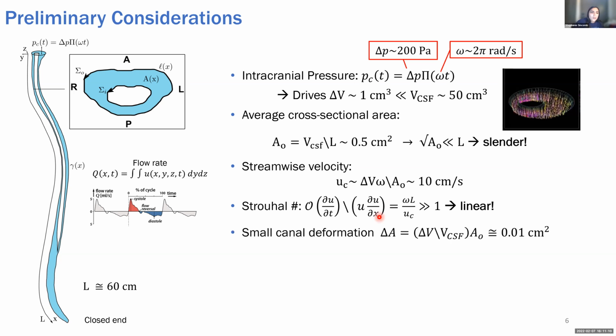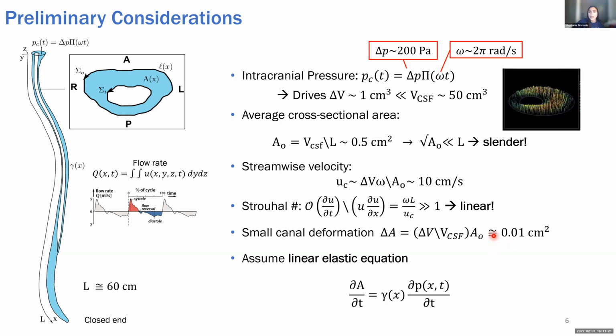We also know that along the canal, it deforms very little. So the change in cross-sectional area is very small, as a result of that small stroke volume in comparison to the total volume. And just to be as simple as possible, we're going to assume that the spinal canal is linearly elastic with a function gamma, which is our compliance that can vary along the canal.